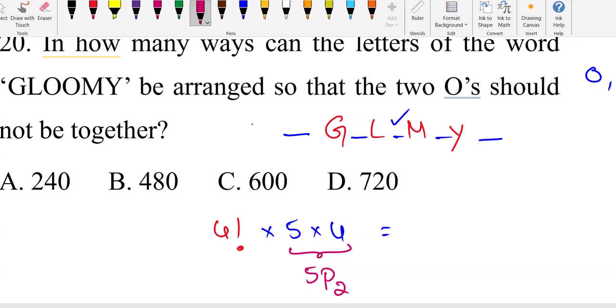We have two options, 24 into 20. 480 is also there, 240 is also there in the options. Divide by 2 factorial, allowed or not, do we have to do it or not? Divide by 2 factorial.